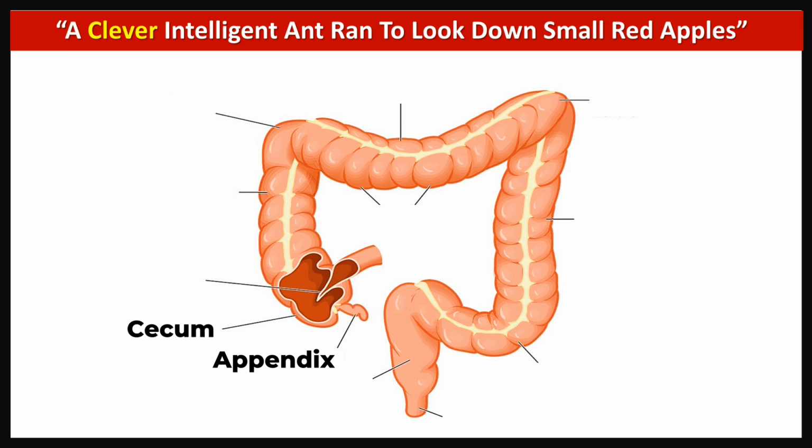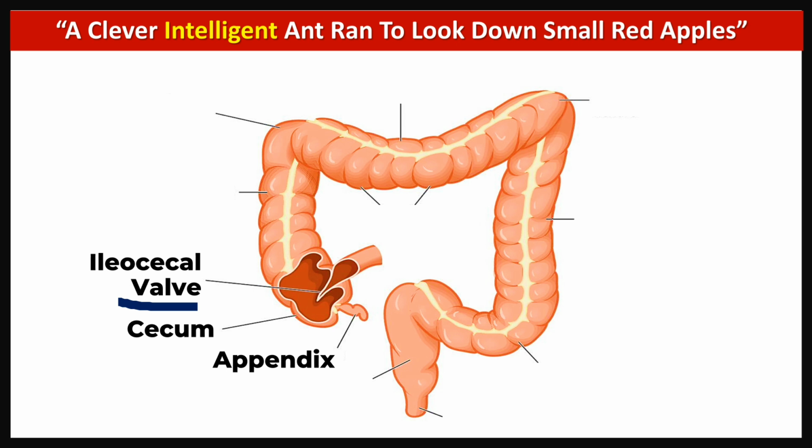The next part is cecum. Clever stands for cecum. What is cecum? This is a pouch-like structure at the beginning of the large intestine. It connects the small intestine with the large intestine. What is its function? It receives food material from the small intestine and starts the process of absorbing fluids and salts.